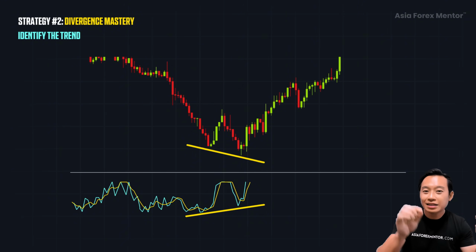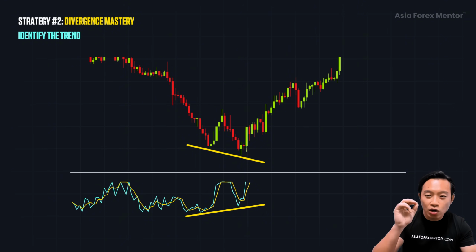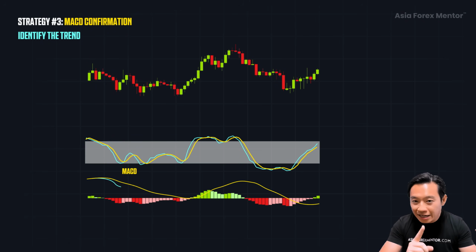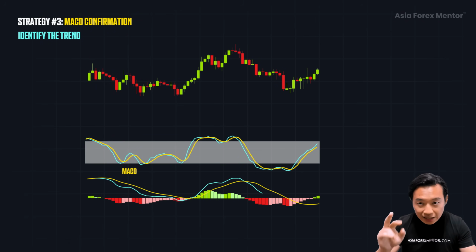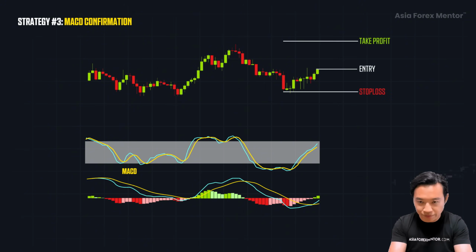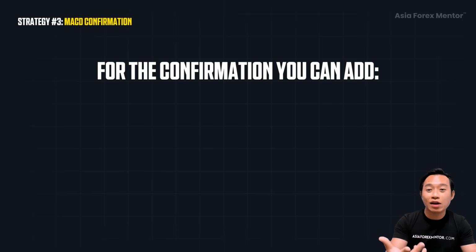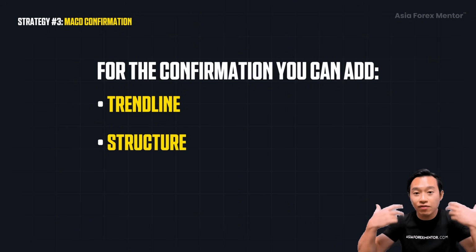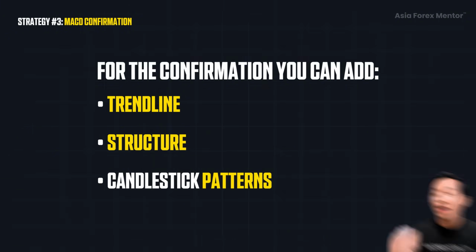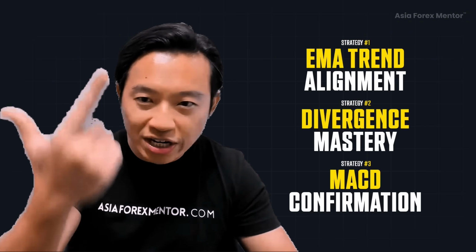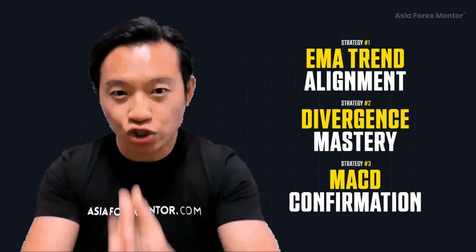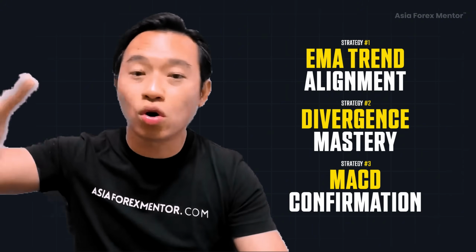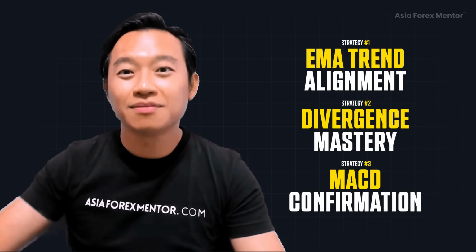This proves that what? This move downwards is actually losing momentum. We add further confirmation when the MACD line crosses the signal line. Then this confirms the move altogether. Then you can add a trend line, you can add a structure like I told you earlier, and probably even add candlestick patterns as an add-on. The key is this: when you have all these three in place, you are now on track to seeing a potentially strong move upwards.